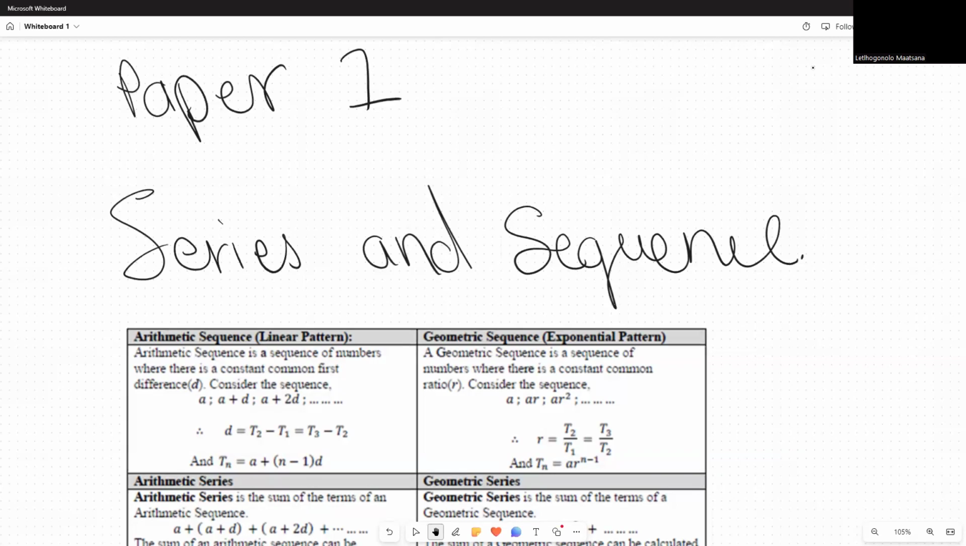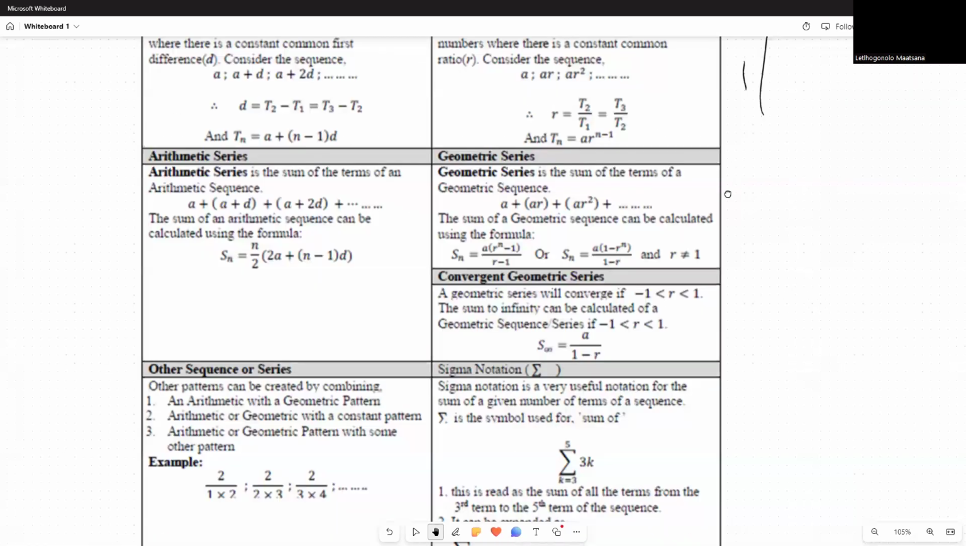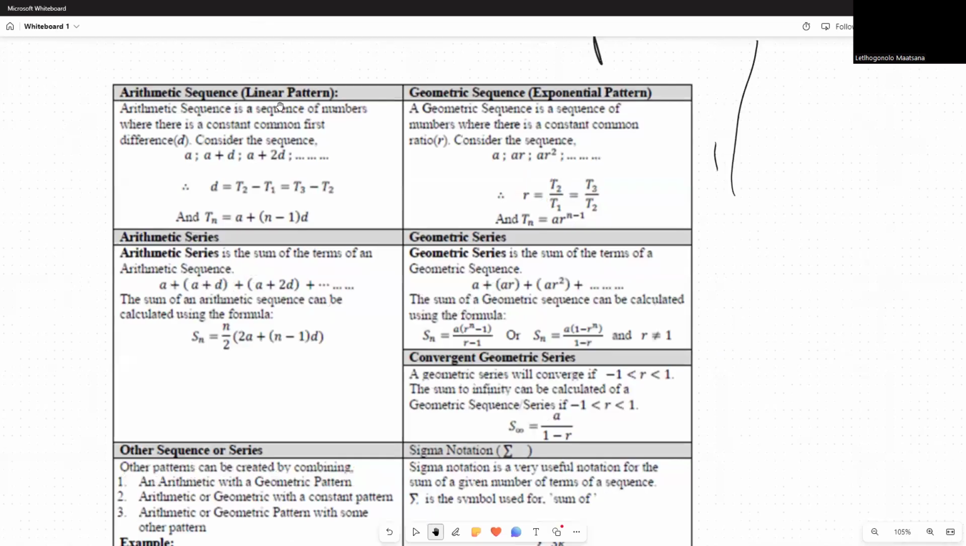Next, for our paper one topic, we're going to be talking about series and sequences. Okay, let's go up so we can look at our summary here.